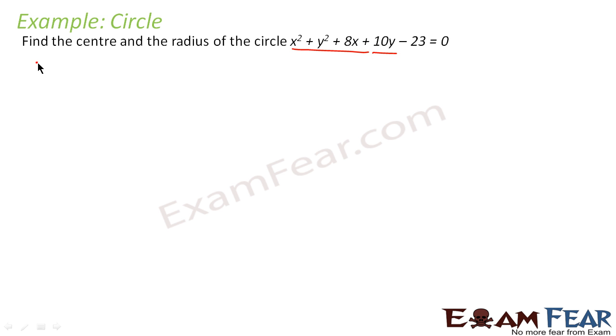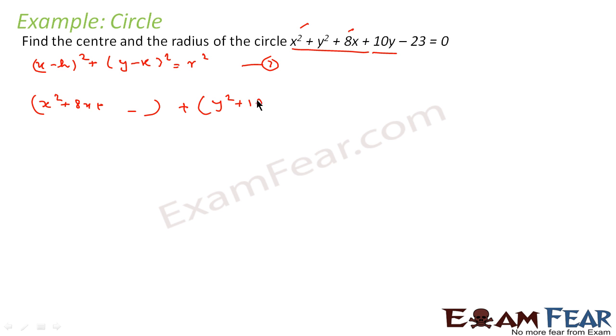Before we start, we know the formula of a circle is x minus h whole square plus y minus k whole square is equal to r square. This is our formula, so we'll convert this equation into that form. First, put everything of the form x on one side. So we get x square plus 8x plus, we'll put some value here, plus y square plus 10y plus, we'll put some value here, minus 23 is equal to 0.